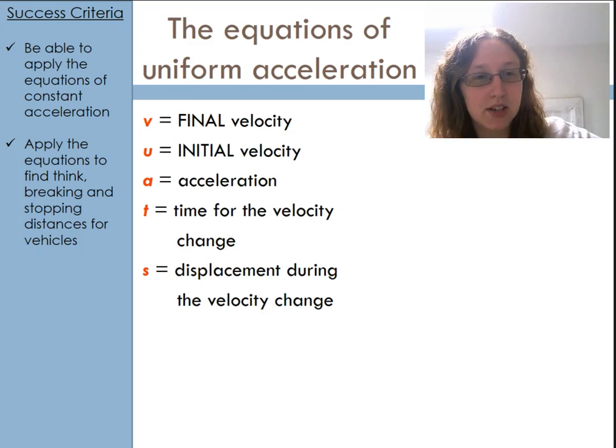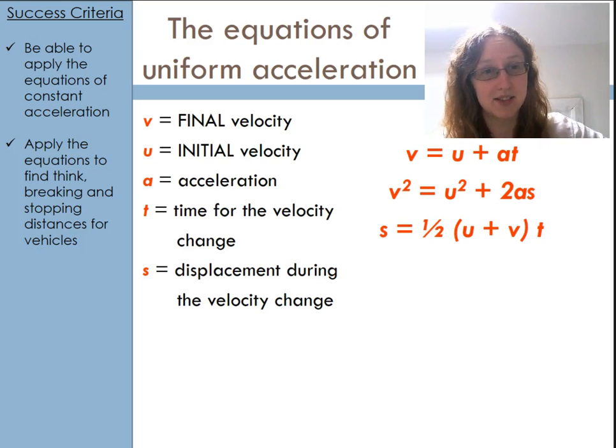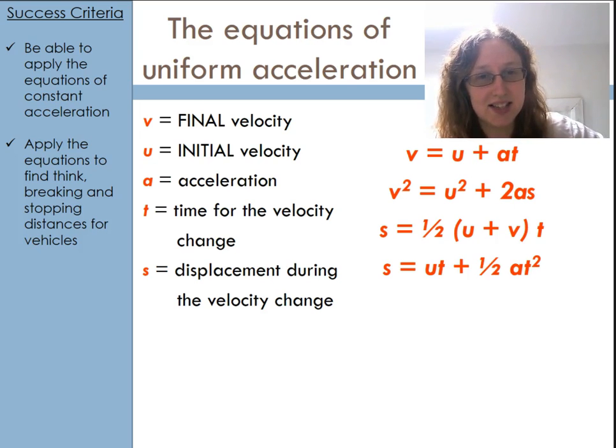So there are some equations. Now for maths you are going to have to memorise these. For physics they will be in your data book. So the equations are as follows. V equals U plus AT. V squared equals U squared plus 2AS. S equals a half (U plus V) times T, and S equals UT plus a half AT squared.